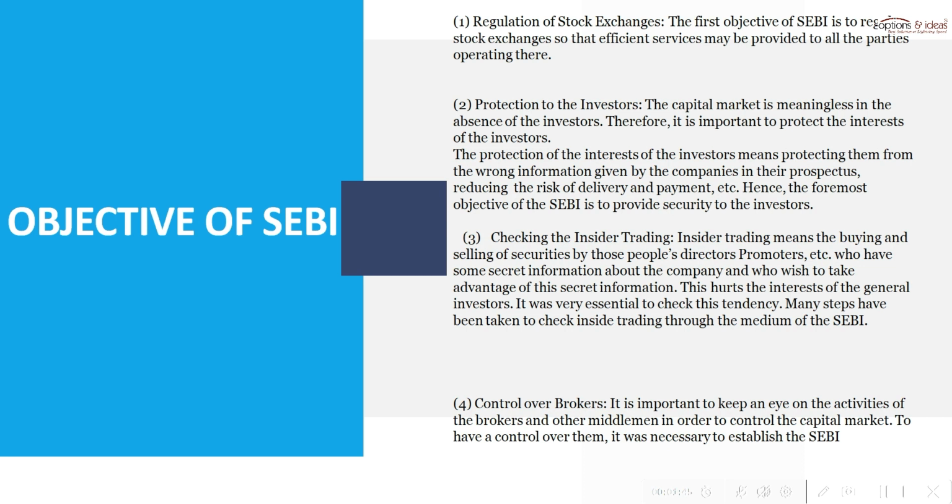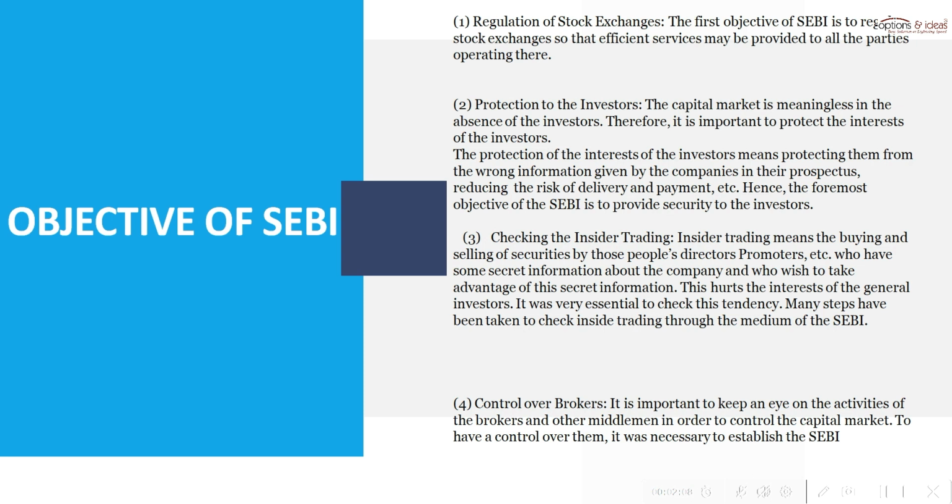Objectives of SEBI. 1. Regulation of stock exchanges. The first objective of SEBI is to regulate stock exchanges so that efficient services may be provided to all the parties operating there. 2. Protection to the investors. The capital market is meaningless in the absence of the investors. Therefore, it is important to protect the interests of the investors.